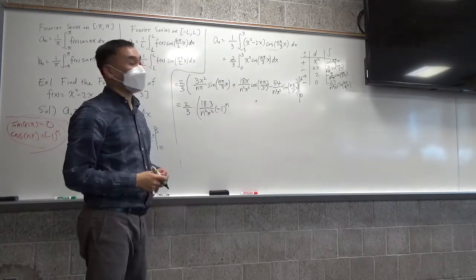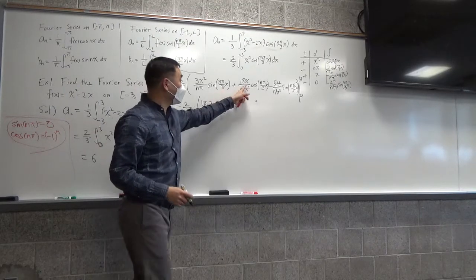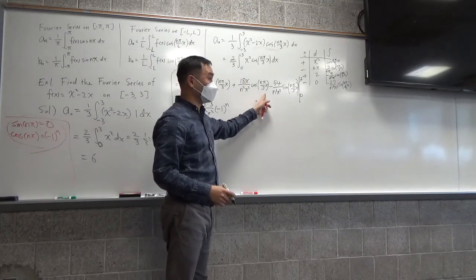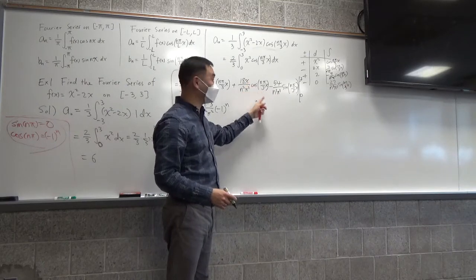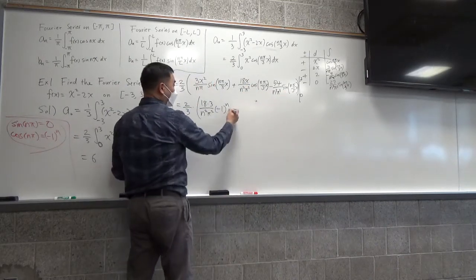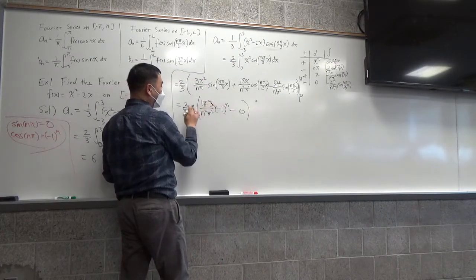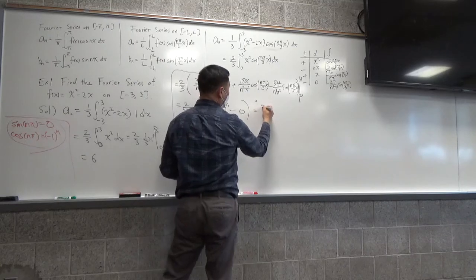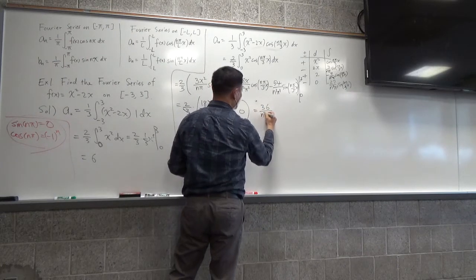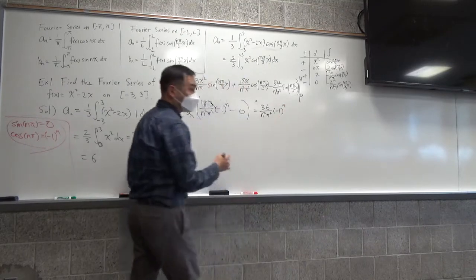Now, let's try to plug in 0. What is sine of 0? 0. And if you plug in 0 here, what will you get? 0, because it's 0 times something. How about here? Oh, so you don't get anything when you plug in 0. And therefore, after canceling the 3, you end up with 36 over n squared pi squared times negative 1 to the nth power.